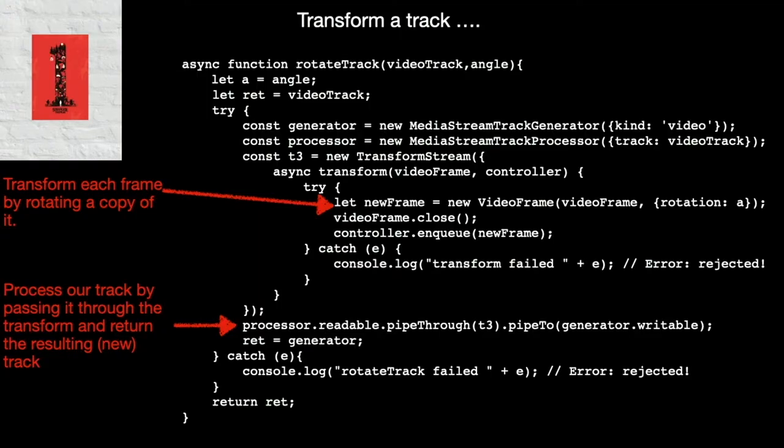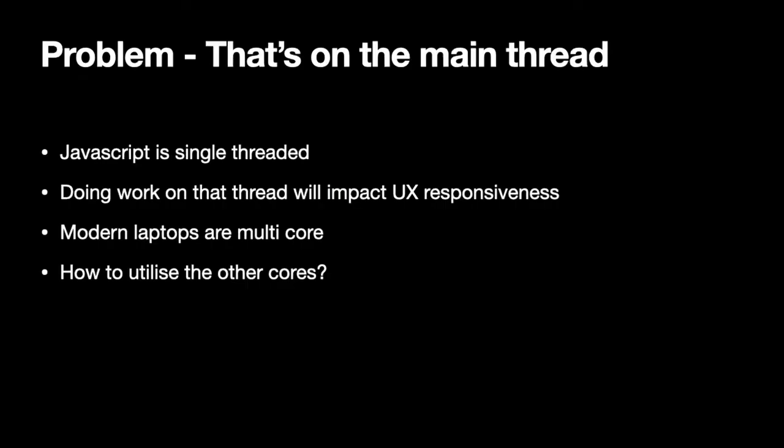So it's actually quite a clean API. You have the transform written as one function, and then you pass it to a processor which applies it to every frame that comes in. So this is actually quite clean. So this is the first strange thing that you can do.